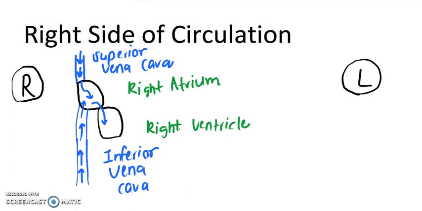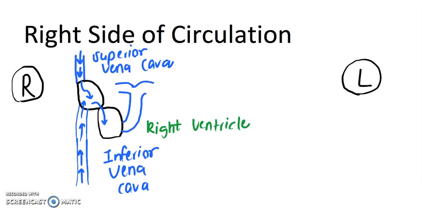And now we're actually going to leave the heart because the goal is to pick up oxygen. Where does that happen? That happens in the lungs. So let me erase this for a sec so I can make some room. So now we're actually going to leave the heart. So this tube here, we don't go to the left side first, we're going to leave the heart first.